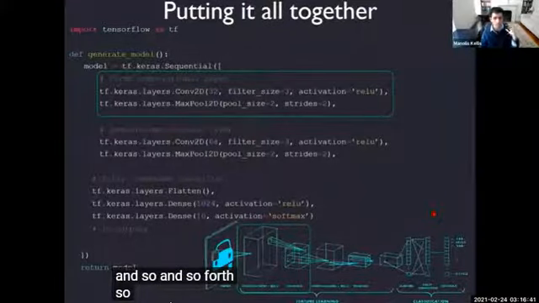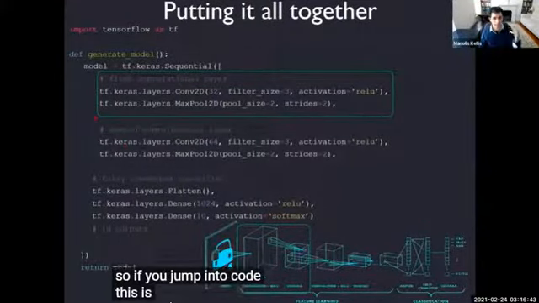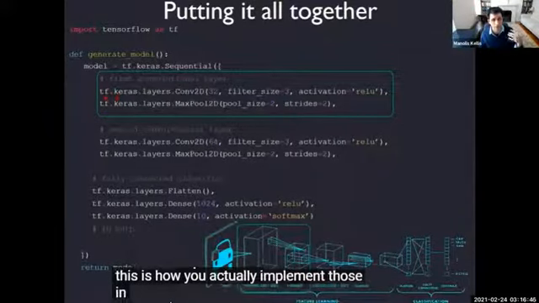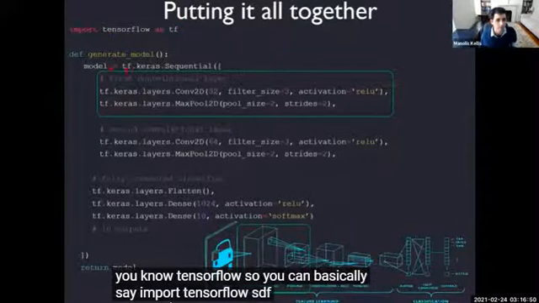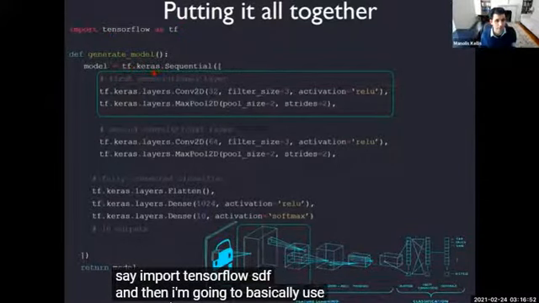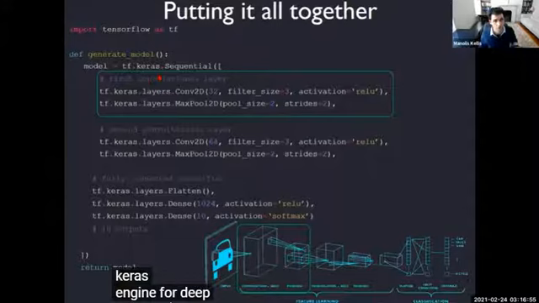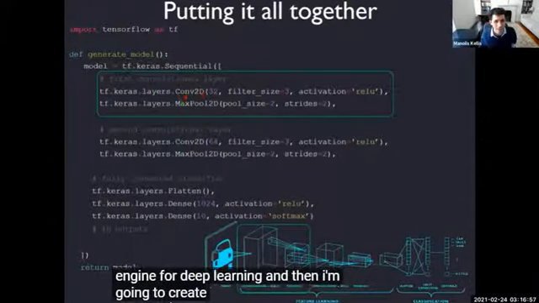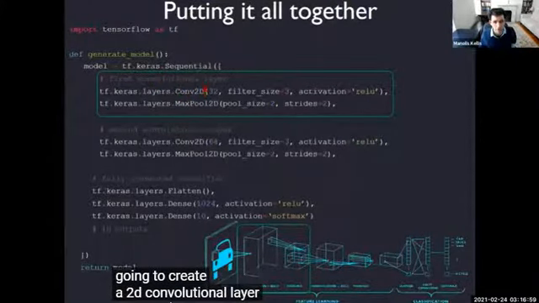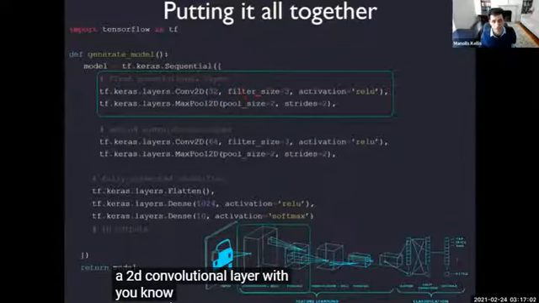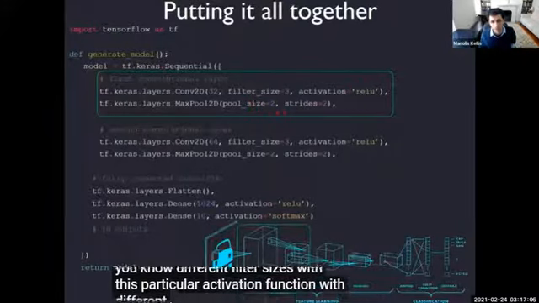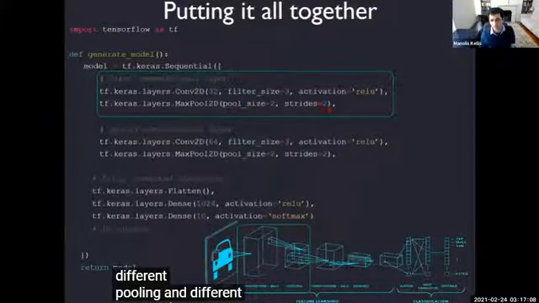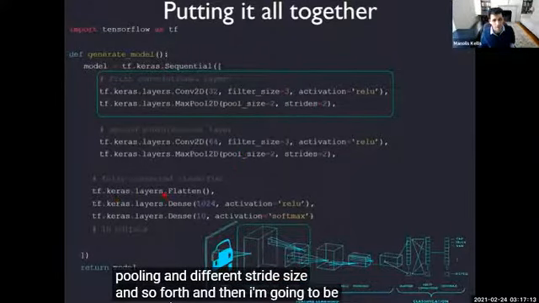So if you jump into code, this is how you actually implement those in TensorFlow. You can basically say import TensorFlow as TF, and then I'm going to use the Keras engine for deep learning, and then I'm going to create a 2D convolutional layer with different filter sizes with this particular activation function, with different pooling and different stride size, and so on and so forth. And then I'm going to be flattening.